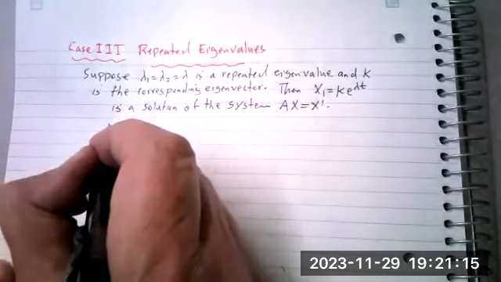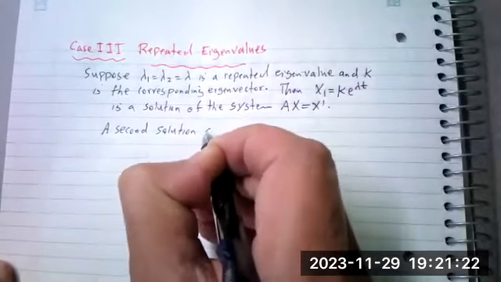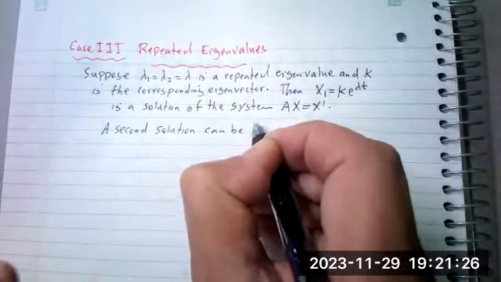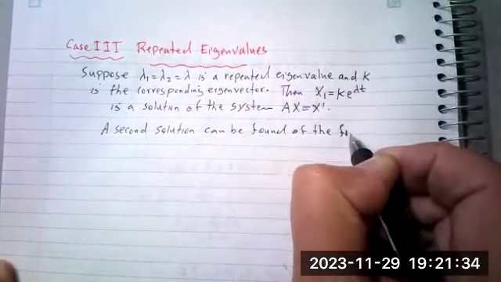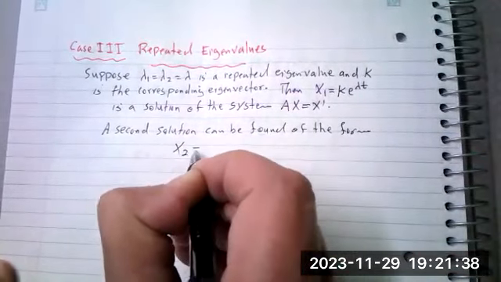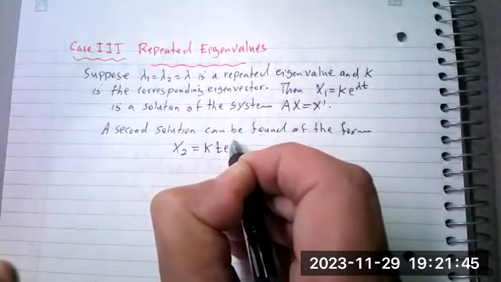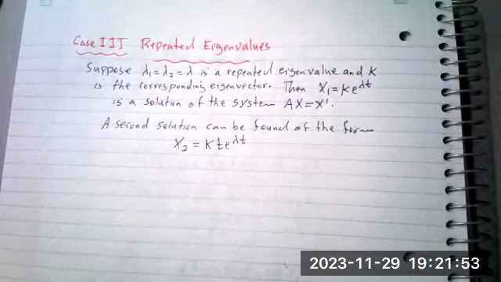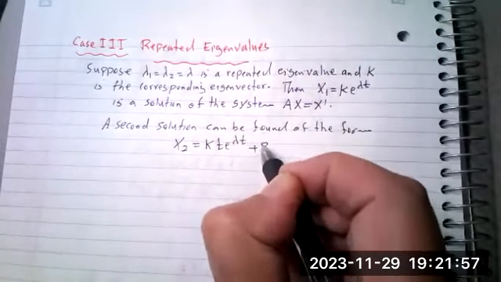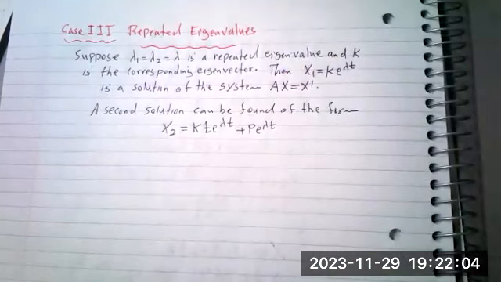So a second solution, that's a suggestion. A second solution can be fine to be of the form x2 equals the one that you already got, k t e to the lambda t. Remember, for the linear case, we usually use this one, but this is not going to be enough for this case, and you have to modify it. The modification is this, plus p e to the lambda t. So k is a vector, p is also another vector.